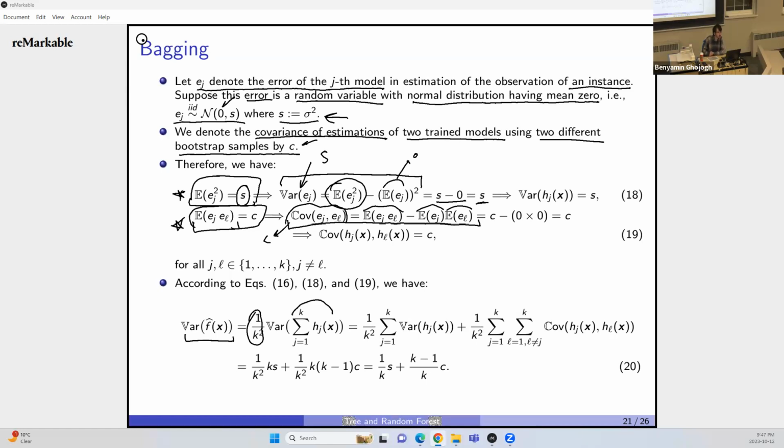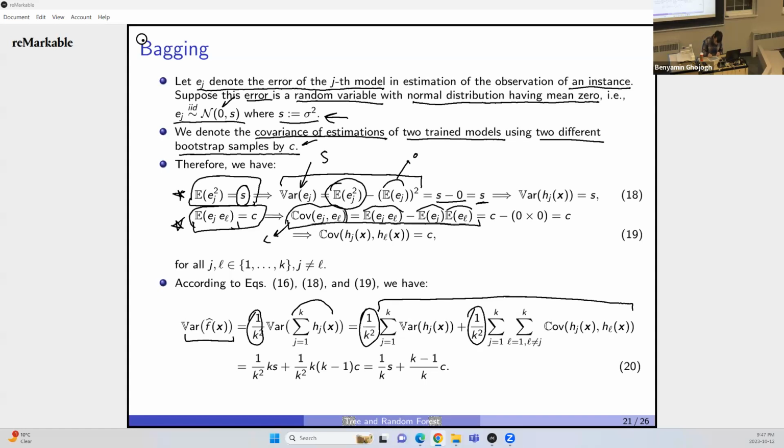Therefore, I have the variance of summations. Do you remember the formula of the variance of summations? Recall preliminaries. We talked about it. It's this: the summation of variances plus the summation of pairs of covariances. Also I have 1 over k squared here, right?